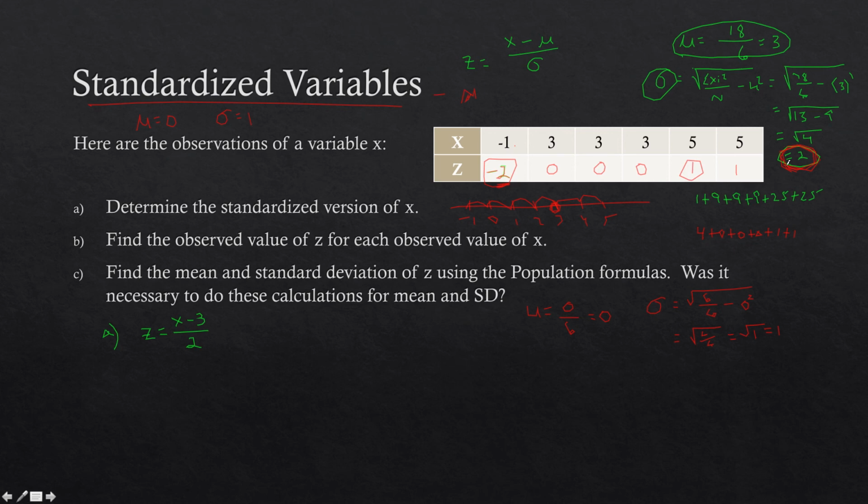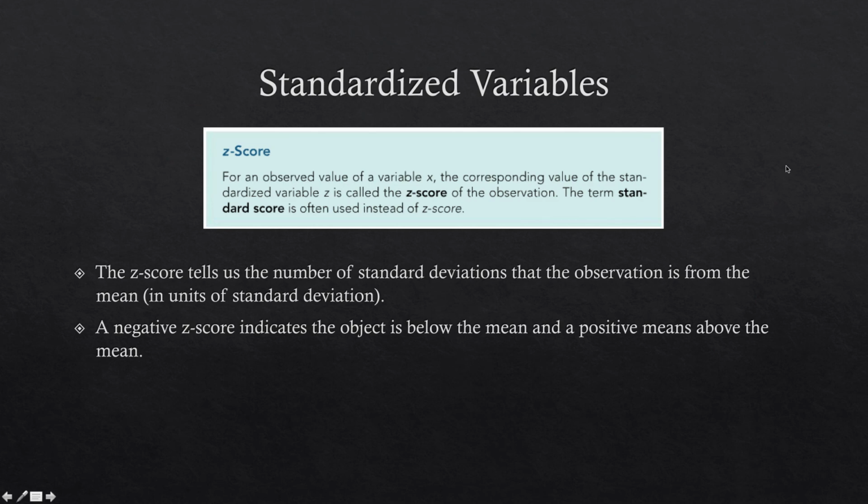Alright, so we've got just a little bit more to do on standardized variables. And you've already heard me say this once. They're often called the z-score. The z-score tells us the number of standard deviations that an observation is from the mean. It's in units of standard deviation. That's what those zeros, ones, and -2s were in our last problem. They were how many units of standard deviation that value is from the mean. A negative z-score means it's below the mean, a positive z-score means it's above the mean.